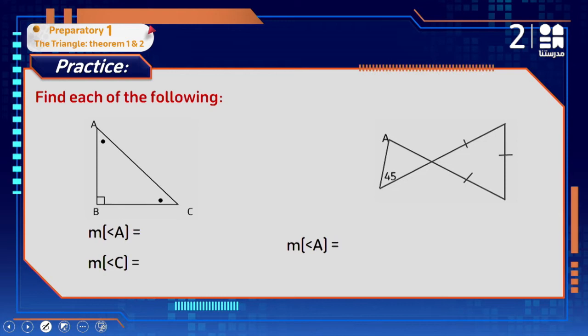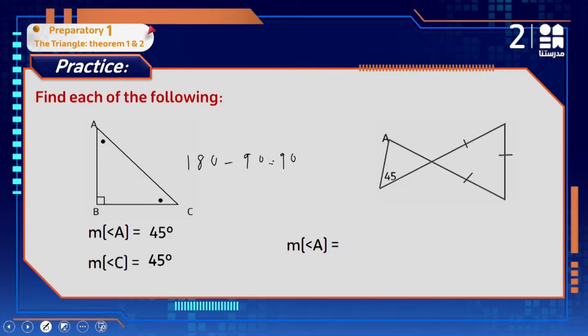So if they are equal and one angle is 90, we have 180 minus 90. So the other two angles should sum to 90 and they are equal. So we are going to divide 90 by 2. So each one of them is 45.